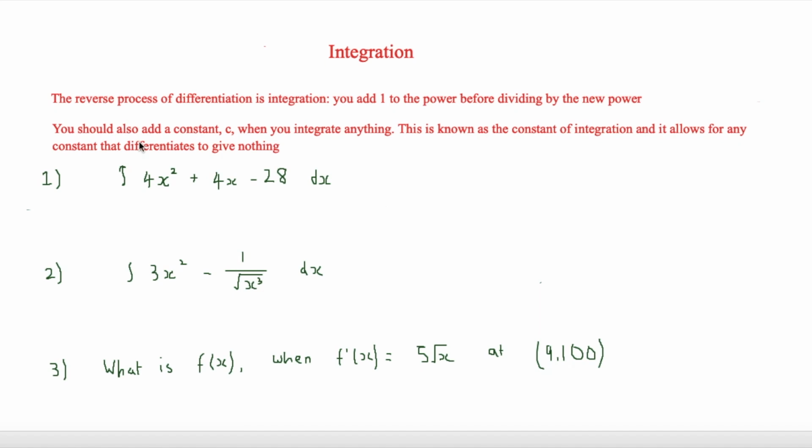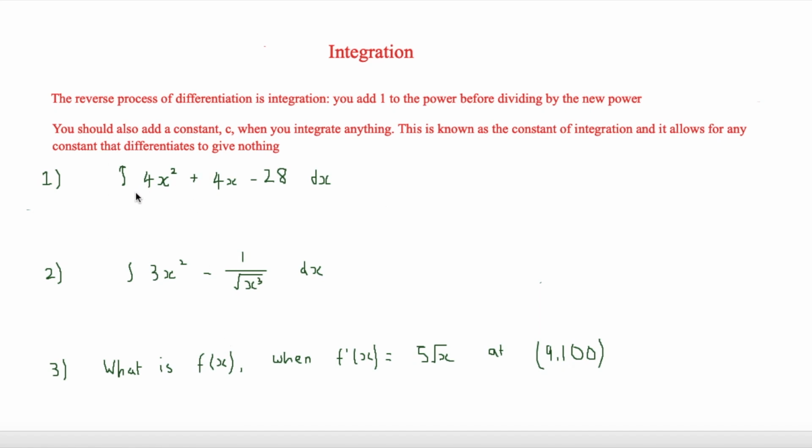You should also add a constant, which is c, when you integrate anything, and this is known as the constant of integration. It allows for any constant that differentiates to give nothing. For example, if you were to differentiate 24, that would give nothing. That is why you're adding that c to allow for it.